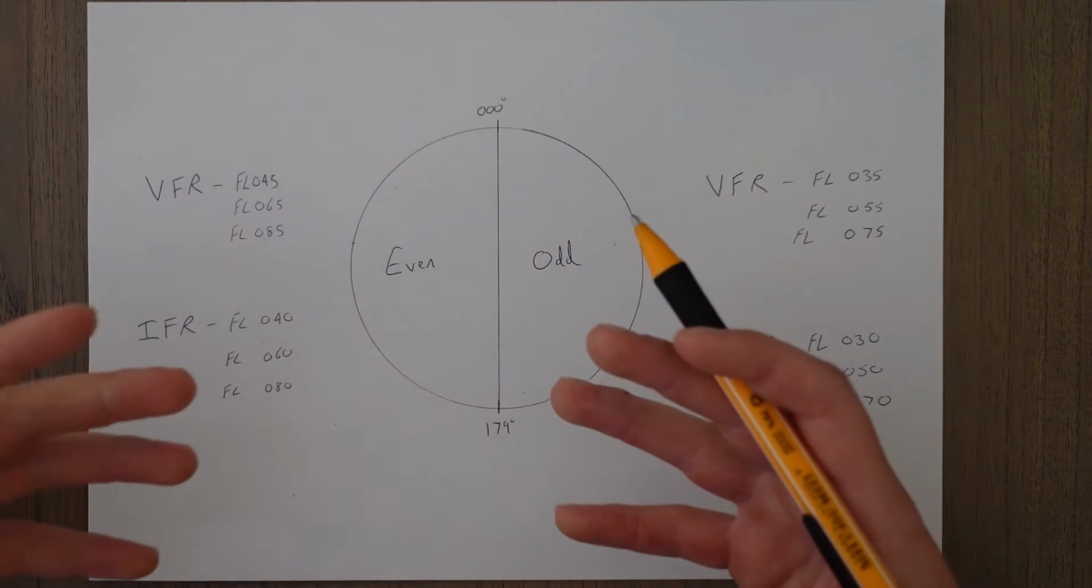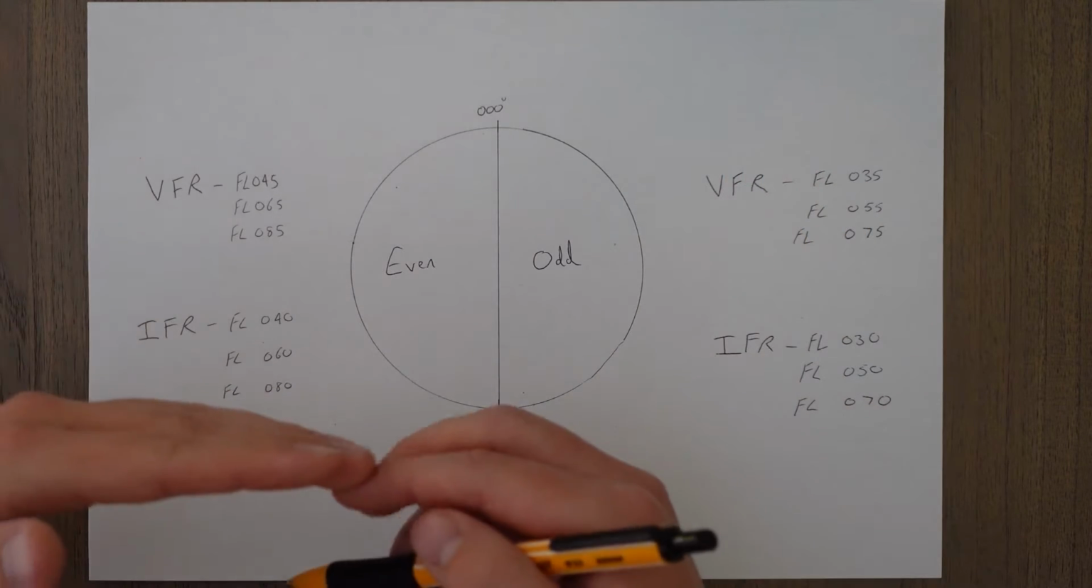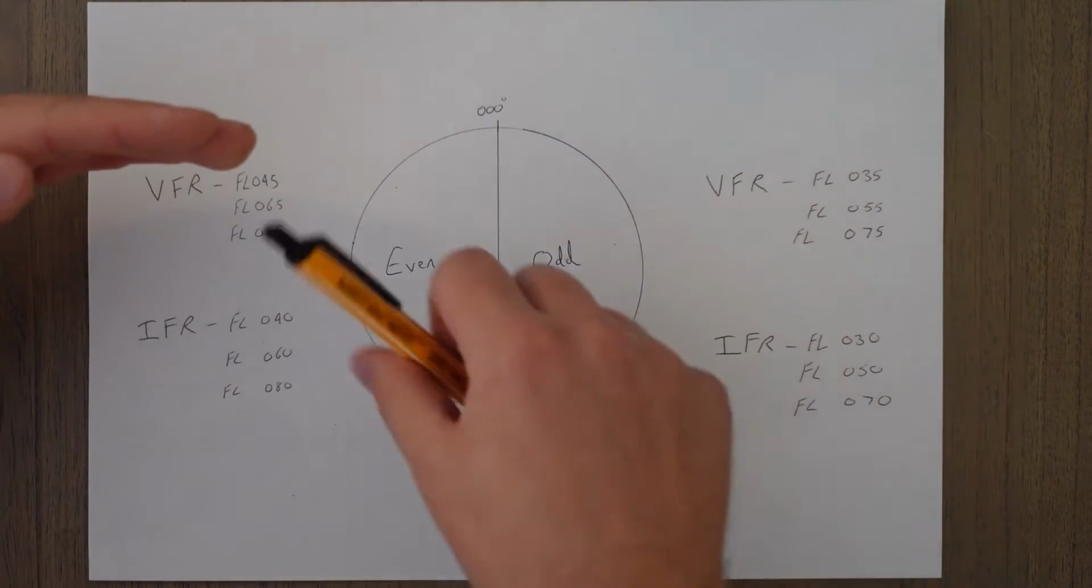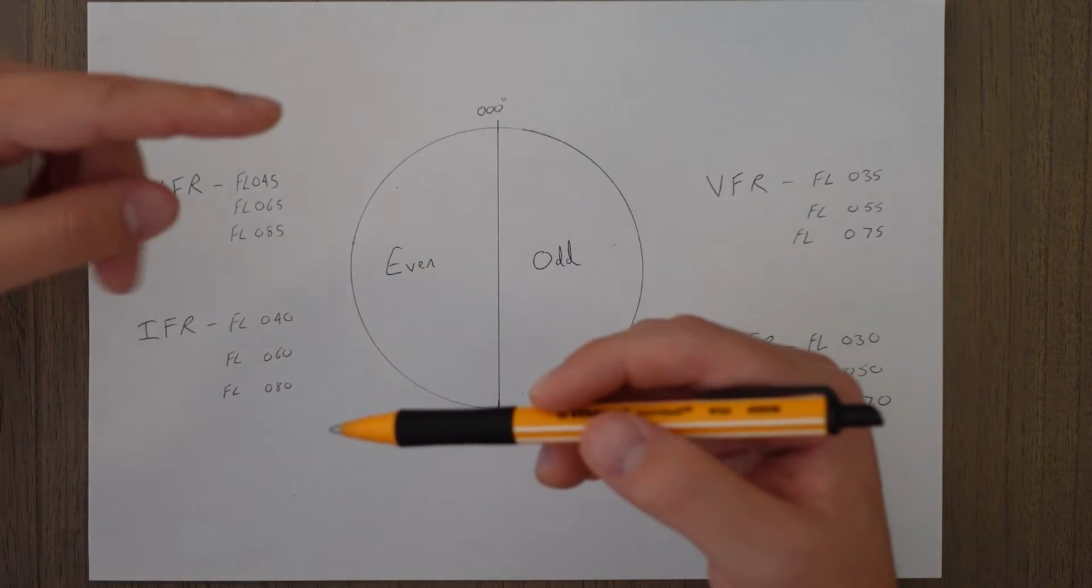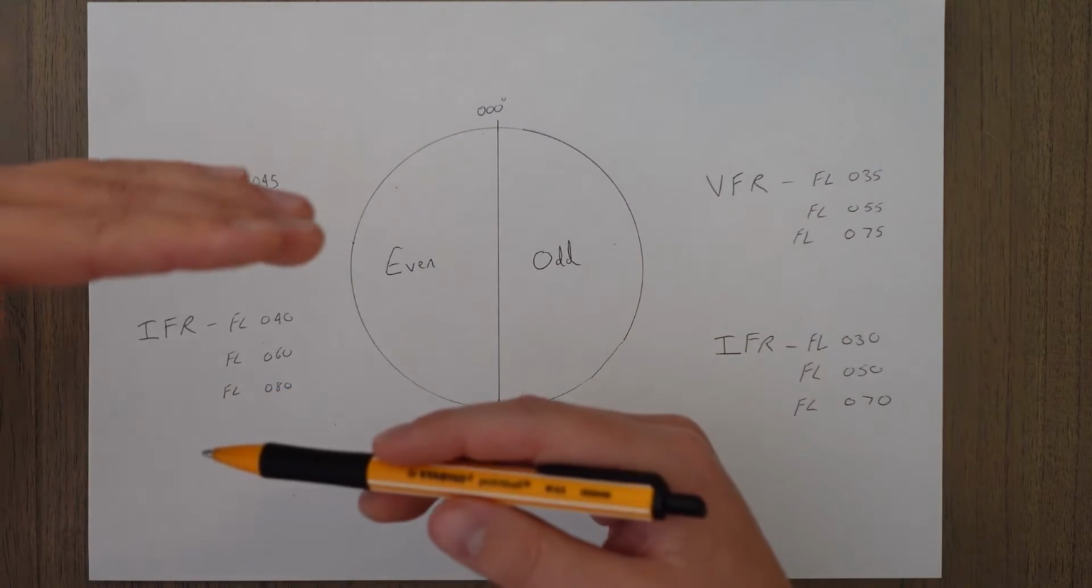And when flying in VFR conditions, we fly at intervals of 1,000 feet, depending on the direction we're traveling, plus 500 feet. So we're offset by 500 feet.